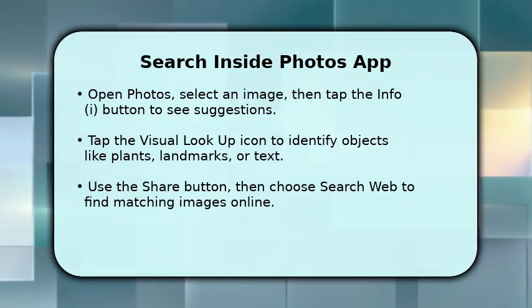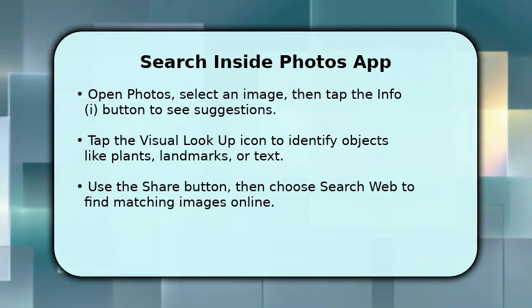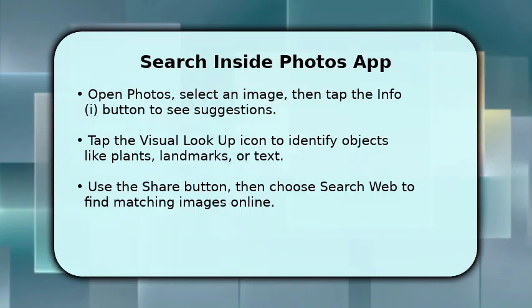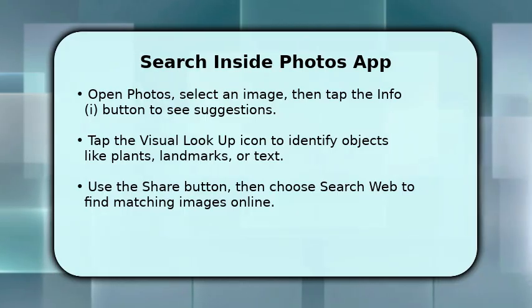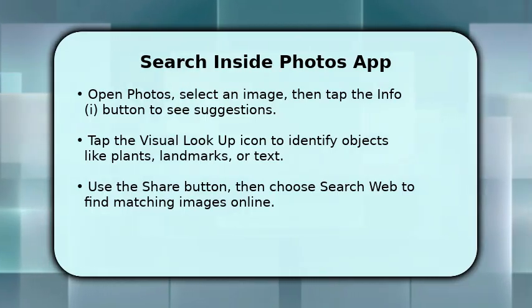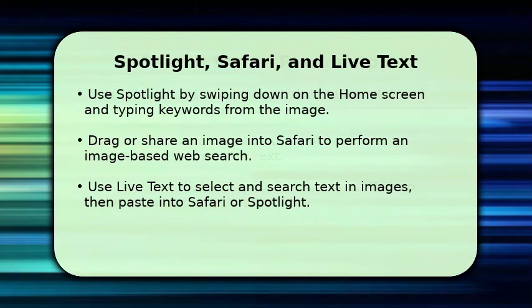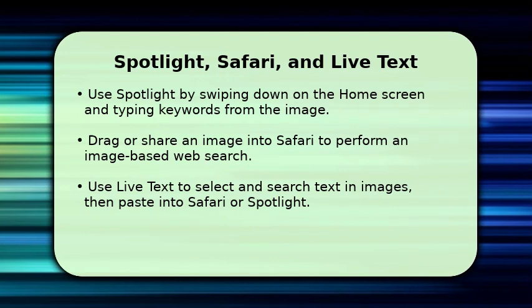To find web matches, tap Share, then select Search Web to send the image to a web search. You can also copy text from an image using Live Text and paste it into Spotlight or Safari for further searching. Use Spotlight by swiping down on the home screen and typing keywords you see in the image.